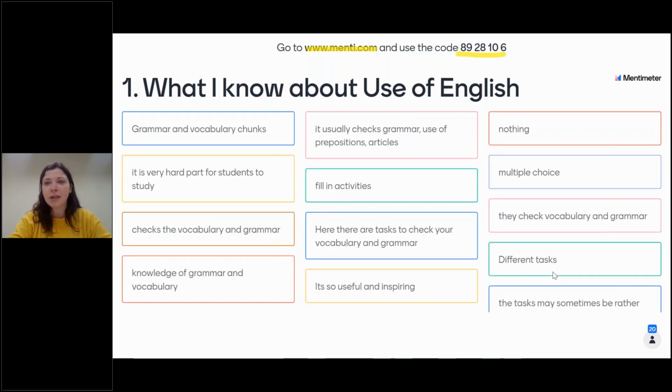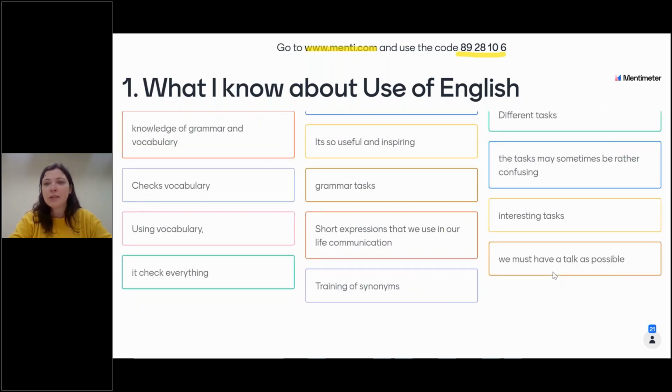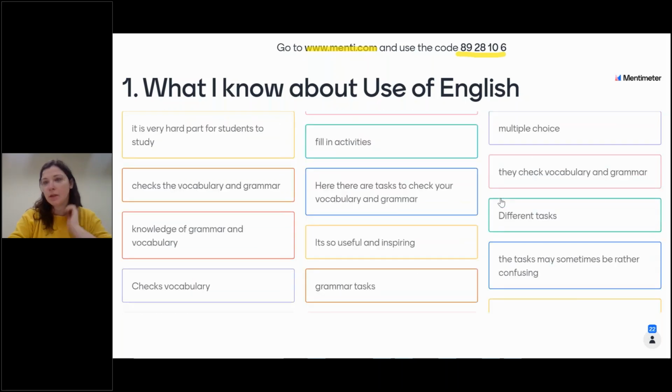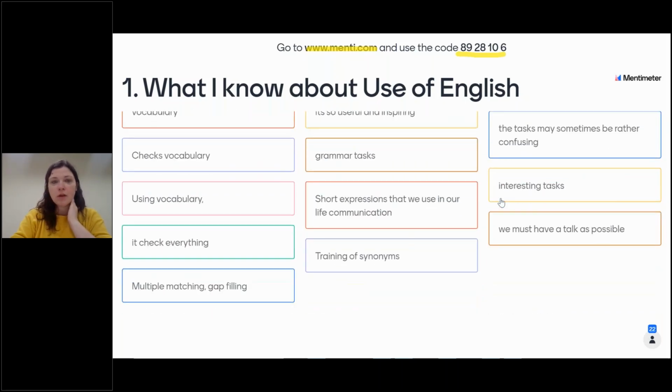Great, thank you very much. Good, we must have a talk as possible. I'm afraid I'm not on multiple choice, gap filling. Do they have gap filling then or now, or is it just multiple choice? Good, thank you very much.